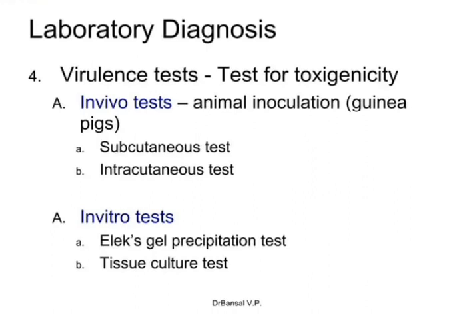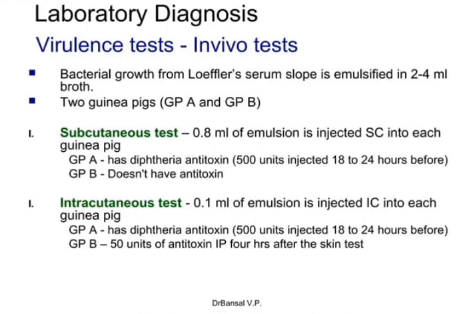Virulence tests check for toxigenicity. In vivo tests use animal inoculation in guinea pigs: a subcutaneous test and an intracutaneous test. In vitro tests are the Elek gel precipitation test and tissue culture test. In the in vivo test, bacterial growth from the Loeffler serum slope is emulsified in 2 to 4 ml of broth. Two guinea pigs, A and B, are used. In the subcutaneous test, 0.8 ml of emulsion is injected subcutaneously into each guinea pig. In the intracutaneous test, 0.1 ml of emulsion is injected intracutaneously into each guinea pig.